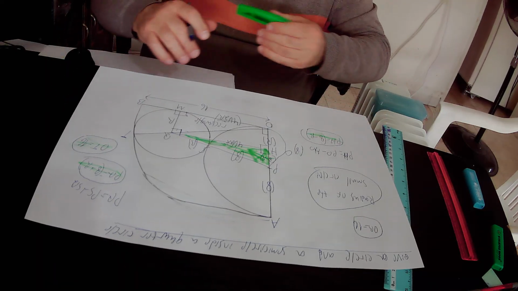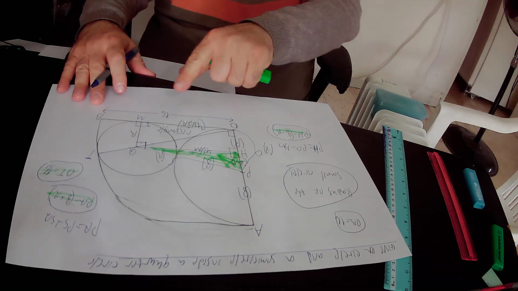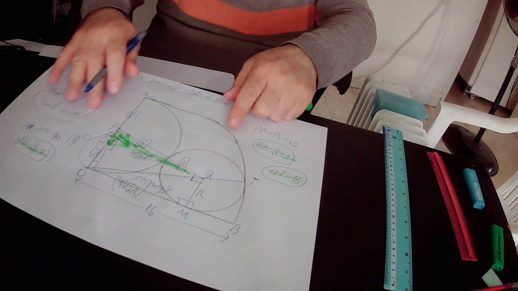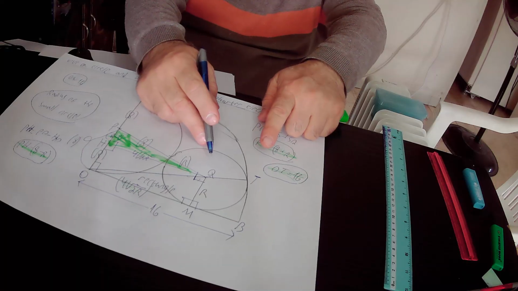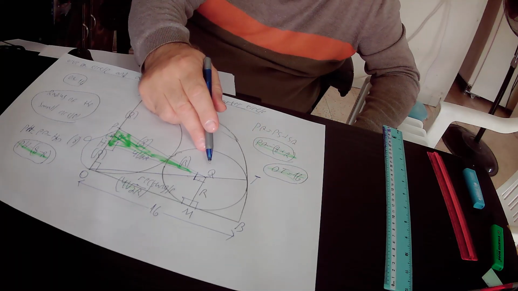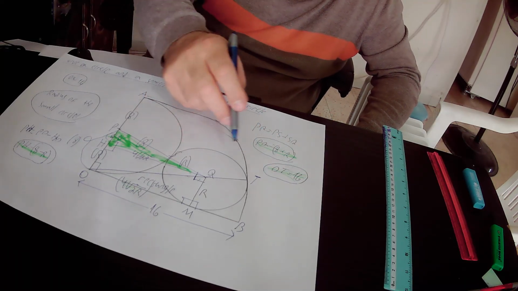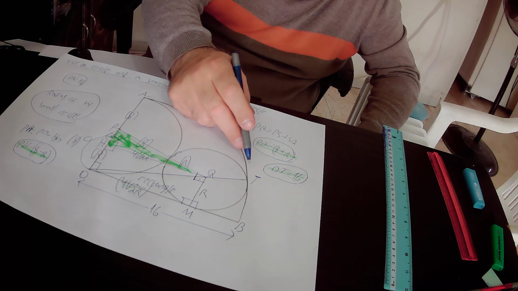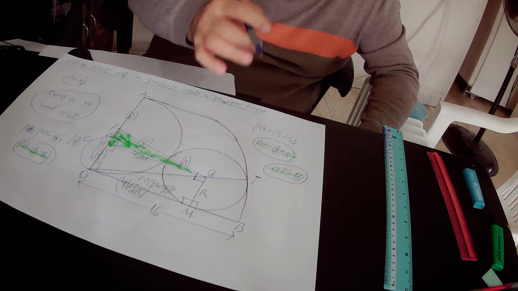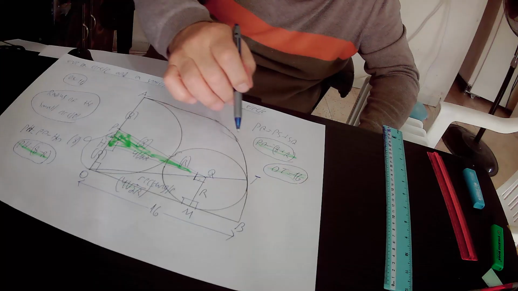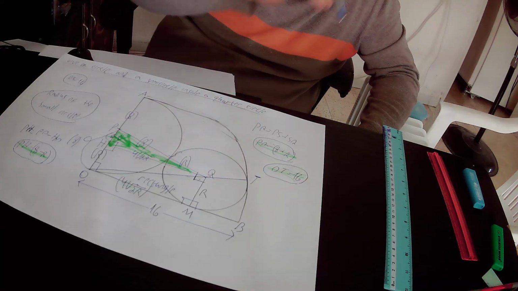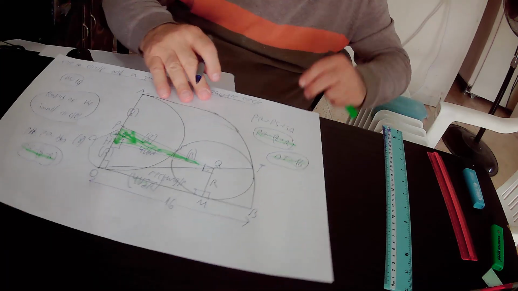What is the definition of this line segment QT? Line segment QT starts from point Q, that is the center of this small circle, and ends at point T, that is a point on the small circle itself. So this is exactly the definition of a radius. Therefore, QT is the radius of this small circle, that is equal to R.